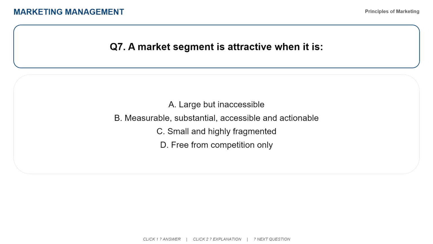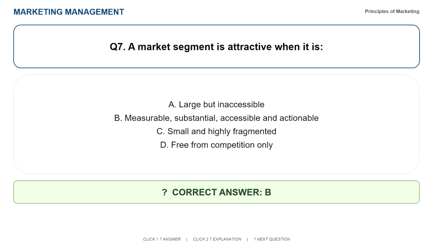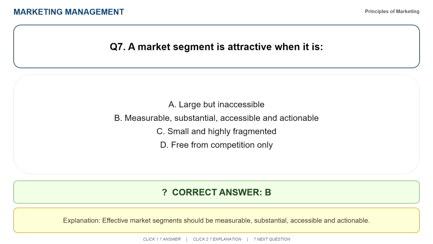Question 7. A market segment is attractive when it is: Option A, large but inaccessible. Option B, measurable, substantial, accessible, and actionable. Option C, small and highly fragmented. Option D, free from competition only. The correct answer is B. Explanation. Effective market segments should be measurable, substantial, accessible, and actionable.